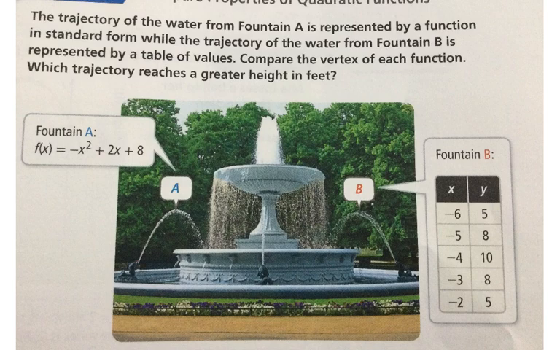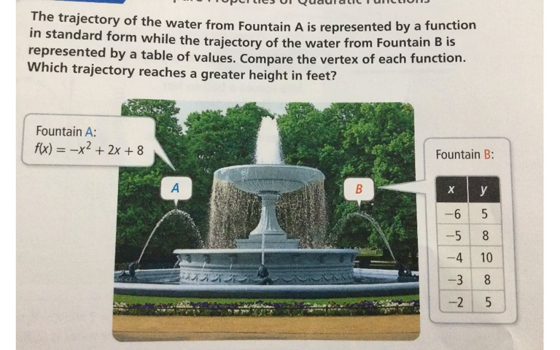So when I look at the table of values, it looks like it reaches a maximum of 10 before it starts back down. So this would be your vertex, right? Your vertex is at (-4, 10). That's the highest point.